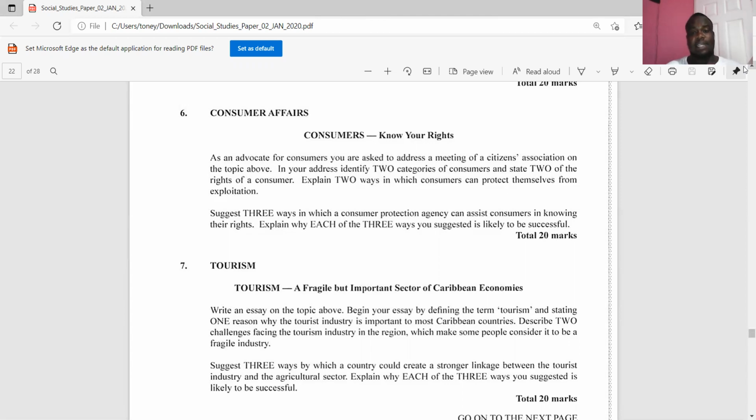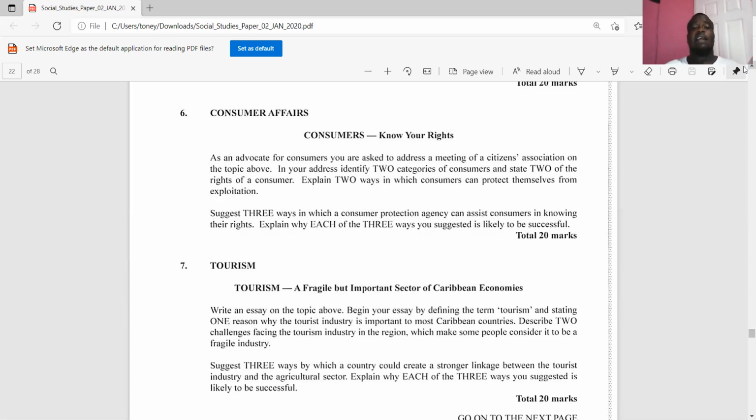Again, ladies and gentlemen, we answer only what we are asked. Okay? All right. So the first part of the question says, in your address, identify 2 categories of consumers. Categories of consumers include individual, group, business, or an organization. So you pick 2 from that list of 4, right? Then now we need 2 rights of a consumer. So a consumer has the right to safety and protection from hazardous goods and services. Consumer also has the right to be informed and protected from fraudulent, deceitful, and misleading information. So the consumer has a right to be protected.